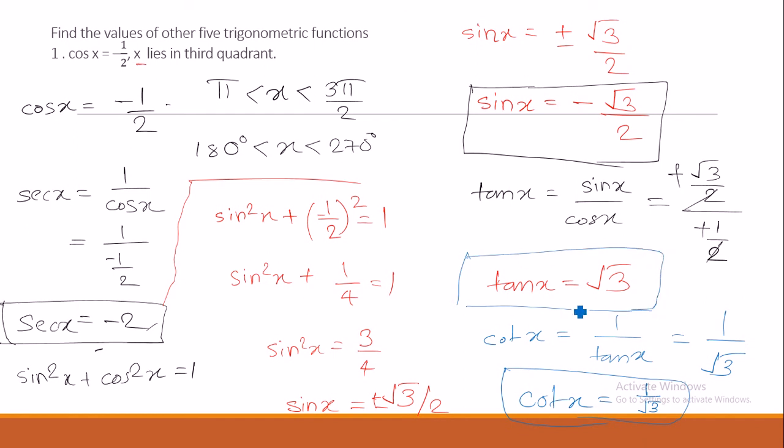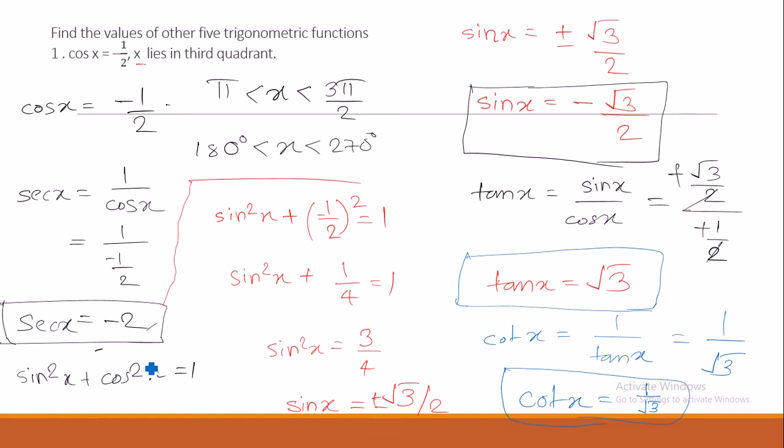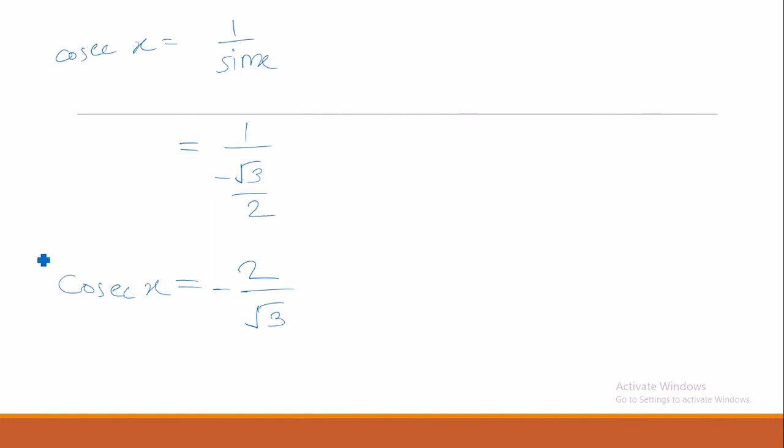Going to the next slide, as we know, what value is remaining? Cosec theta is the only remaining value. Cosec x is nothing but 1 by sin x, which is 1 by minus root 3 by 2, meaning 2 by root 3, and the minus sign comes here. So cosec x is minus 2 by root 3.